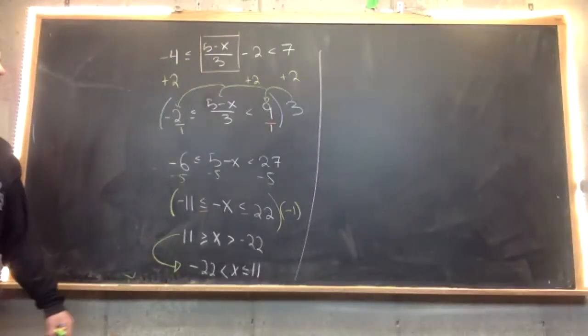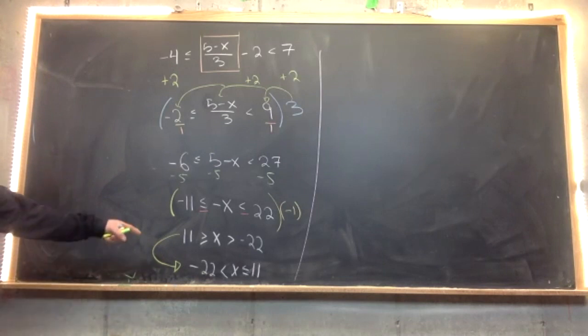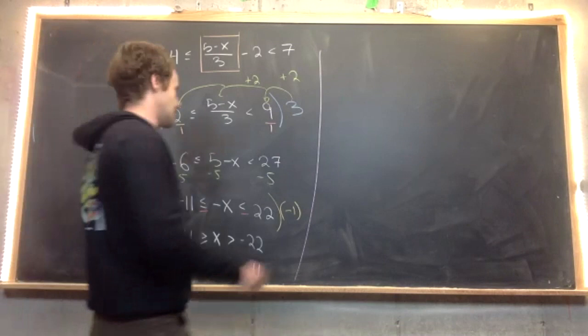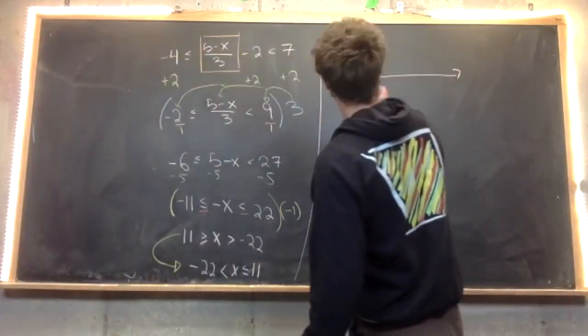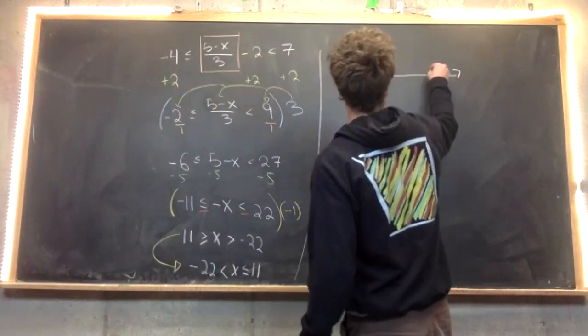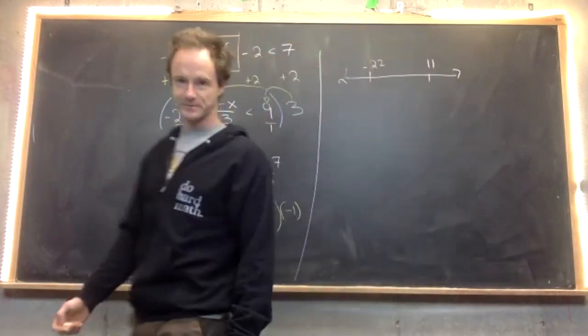Now we can maybe make an interval. Someone learned my secret. We can make an interval with that, or sorry, maybe a graph with that, and then an interval. So let's see. We'll put -22 on the graph, 11 on the graph.